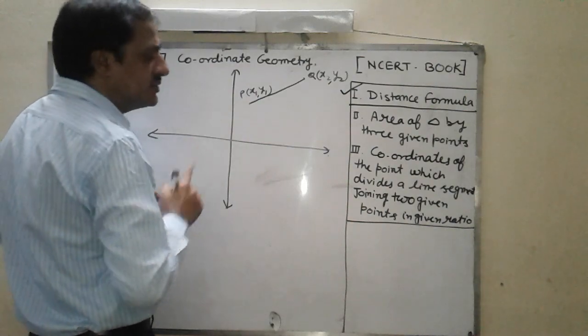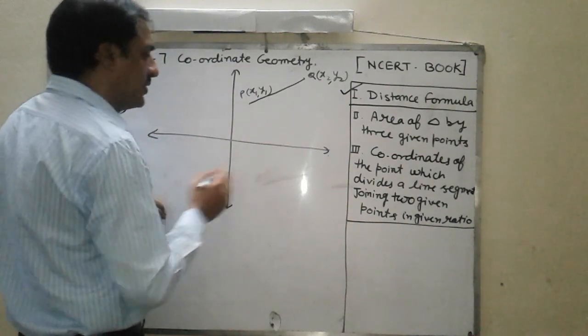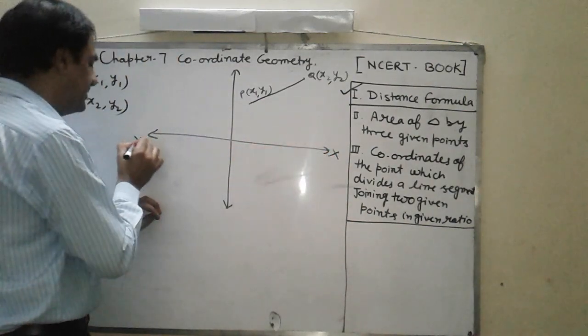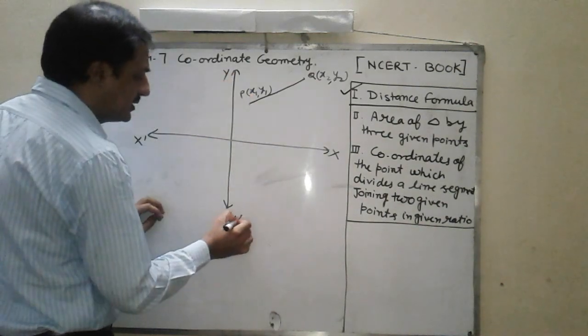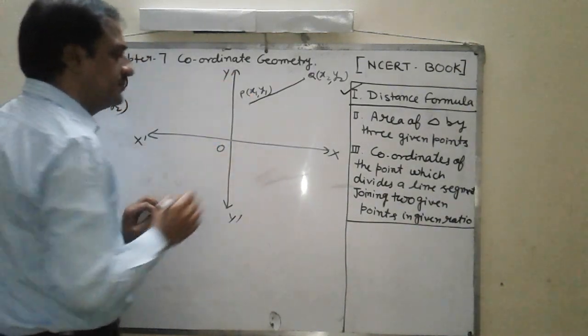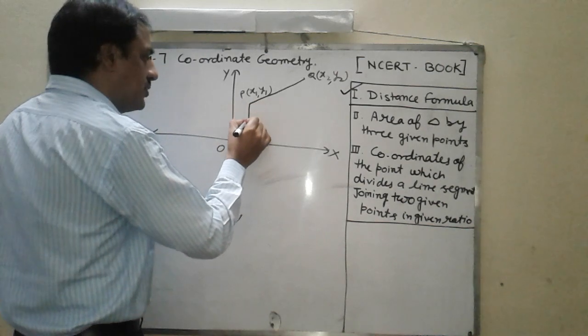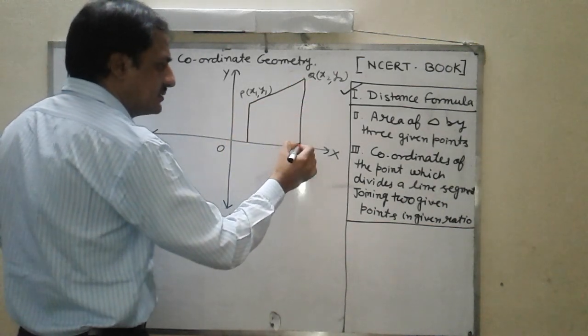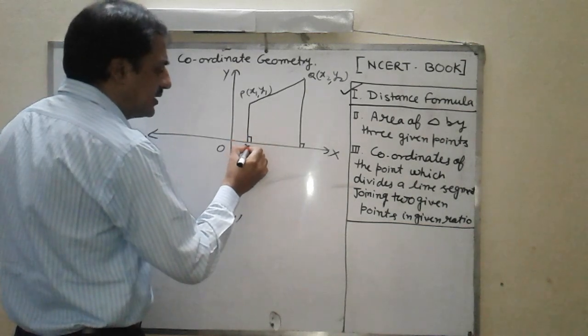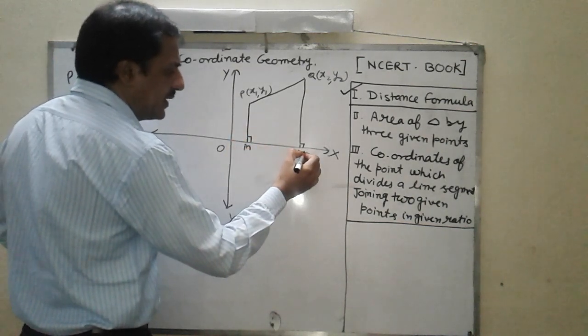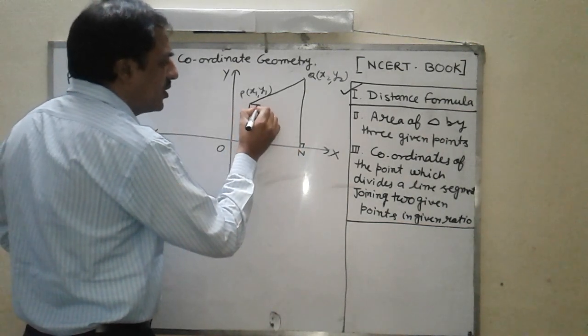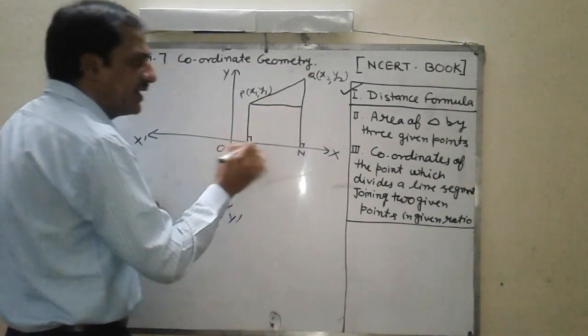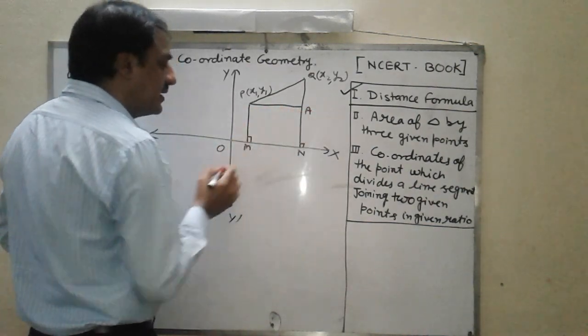After joining these 2 points, I am going to draw perpendicular. This is x-axis children, this is y-axis, and this is the origin. I am going to draw perpendicular from point P and Q on the x-axis. This is perpendicular. Let this point be M and this point be N, and I am going to draw a horizontal line parallel to x-axis. Suppose this is point A.